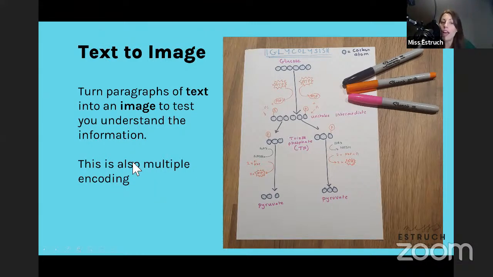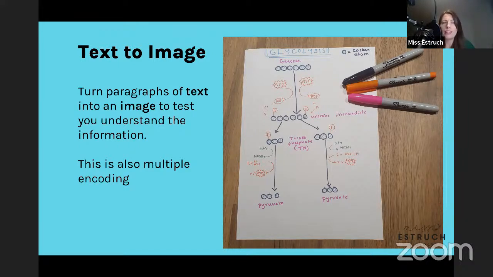And on top of that, this counts as what we call multiple encoding. And it's been found that if you use multiple senses or different parts of the brain, it will improve these neural connections because you're triggering two different parts of the brain. And this is triggering the reading and written text, but also diagrams. So it's two different bits of multiple encoding.